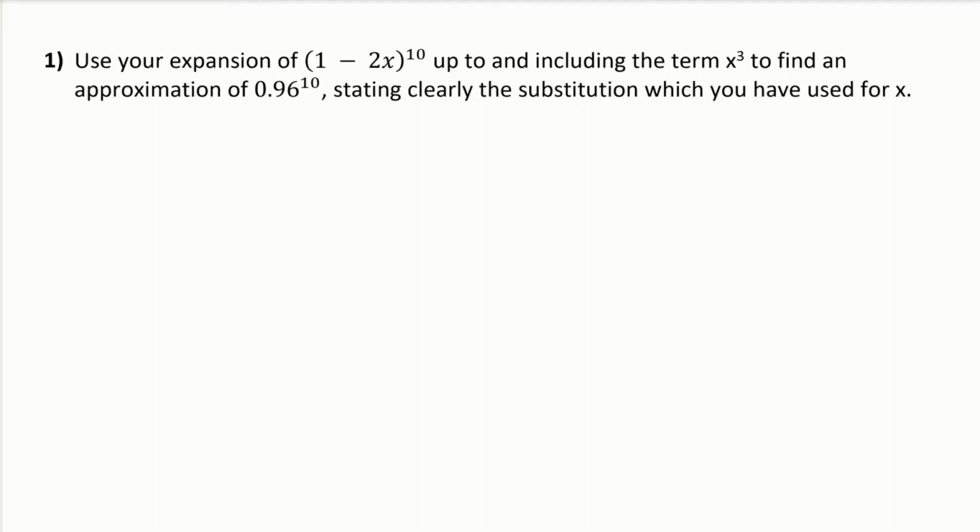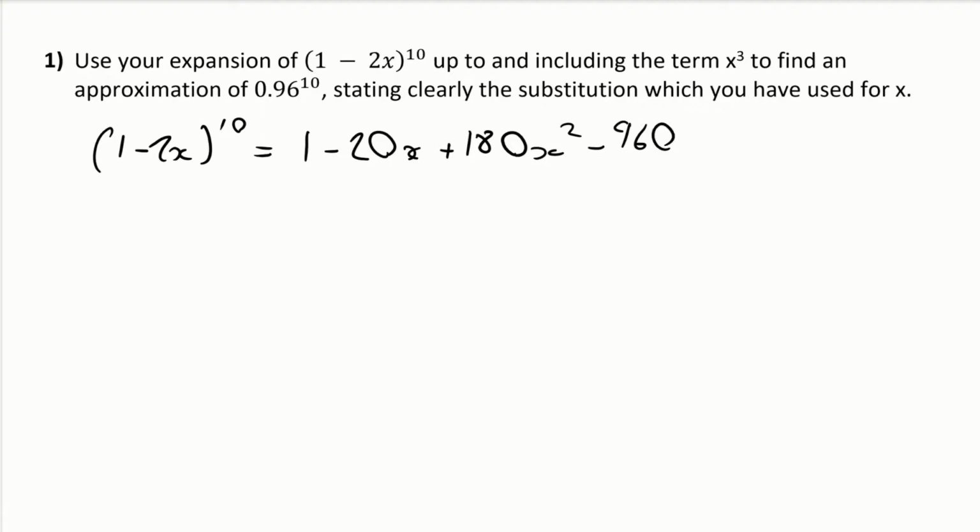Alright guys, so first thing we do is what we have always been doing so far. We're going to be expanding 1 minus 2x to the power of 10 up to the term x cubed. Now we have already done this expansion in the previous video for easy level binomial questions. Check it out if you want to nail the basics. So we can already say that 1 minus 2x to the 10 is 1 minus 20x plus 180x squared minus 960x cubed.